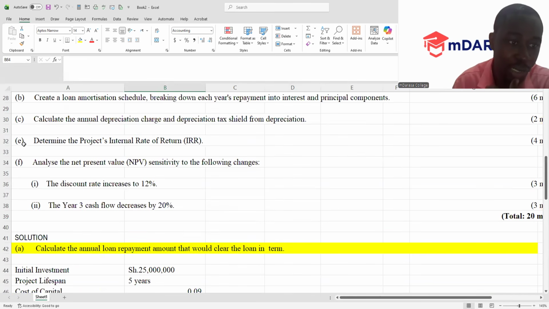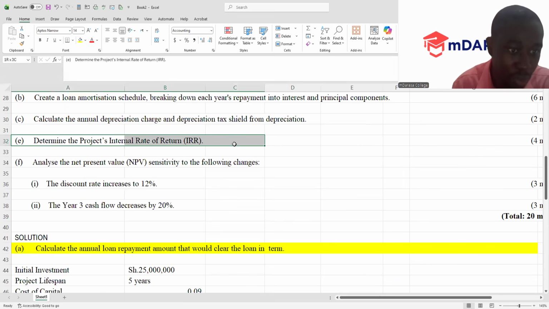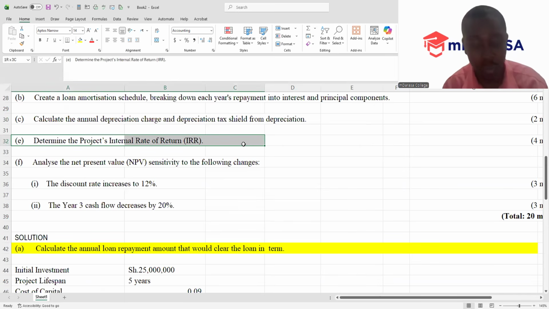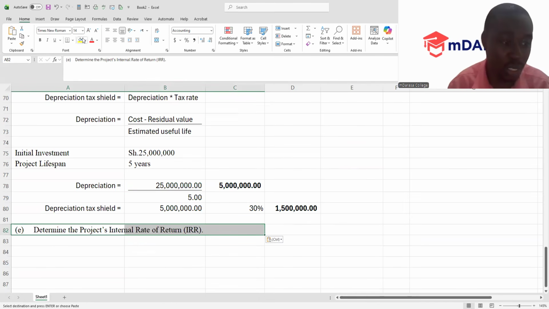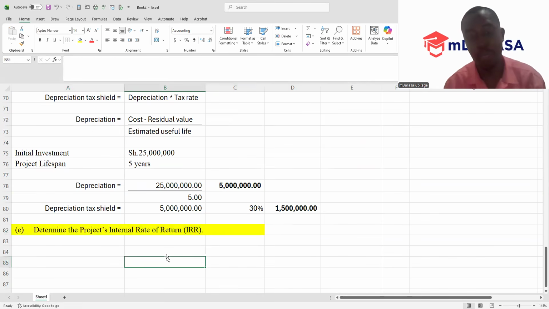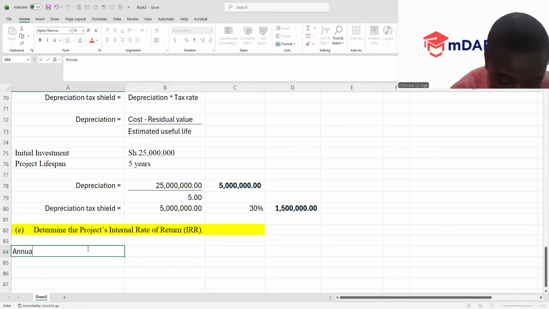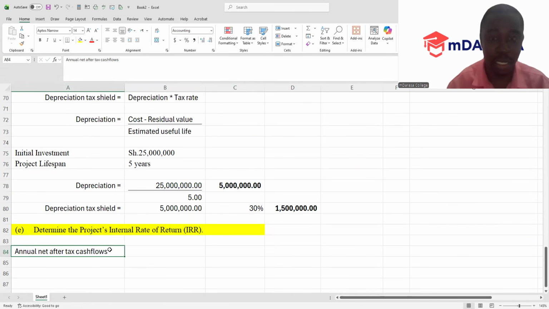The other part you were asked: determine the project's internal rate of return, IRR. All that we are required to do here is to determine that rate that will equate our NPV to 0, kind of a break-even NPV. And in this case, we normally use the annual net after tax cash flows. I guided us on the same.